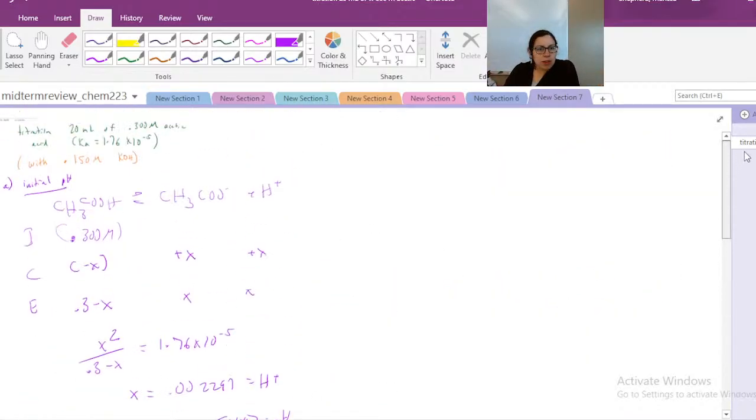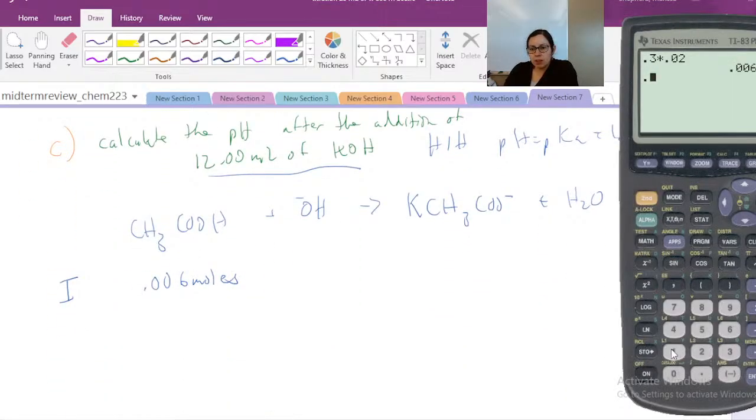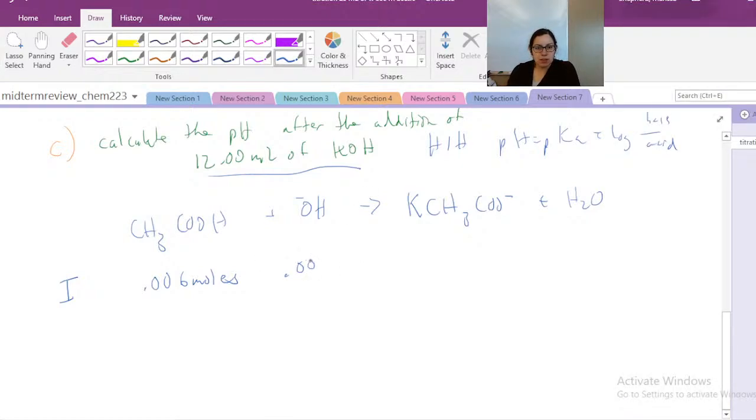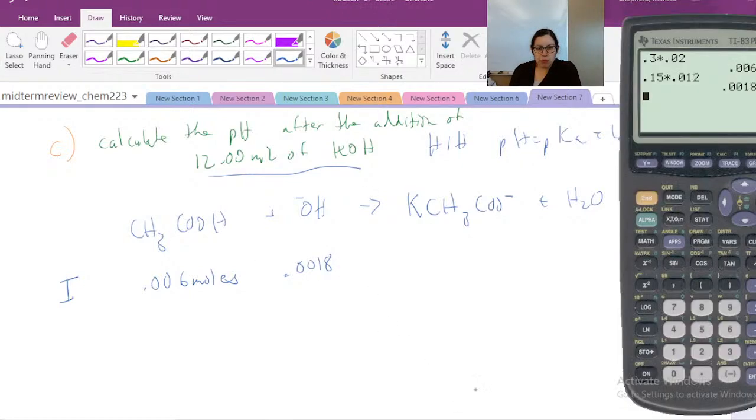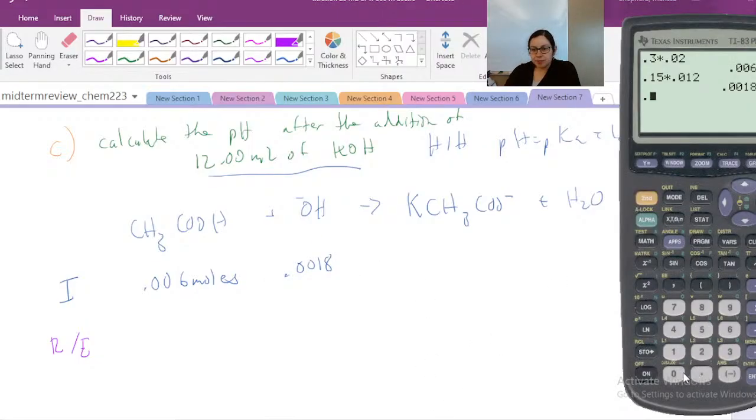And so we said we had a 0.15 molar solution, so times 12 milliliters, right? So we started off with 0.0018 moles of KOH. Again, let me know if something seems funny. And so then, right, do the reaction. And so now we're just subtracting.